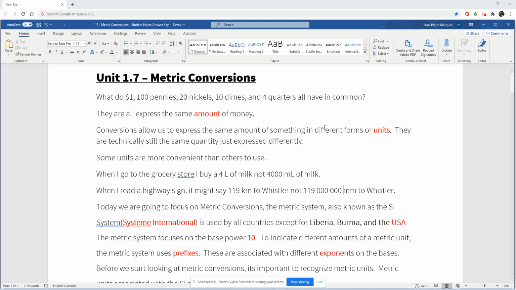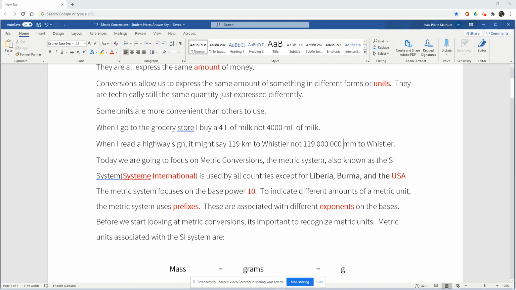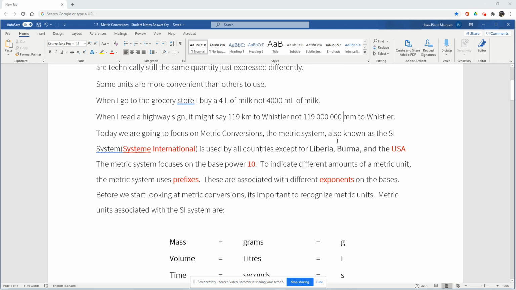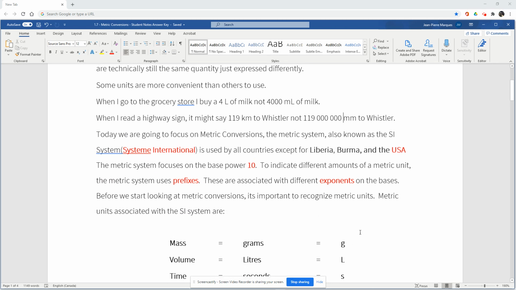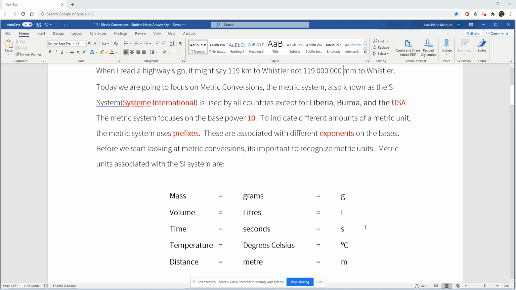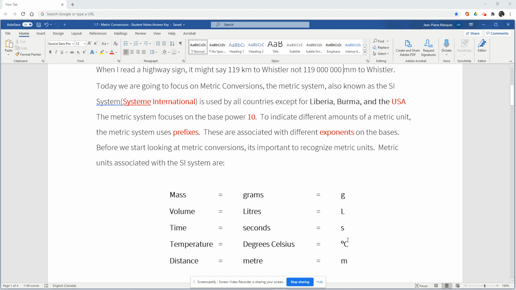Now, before we start looking at metric conversions, first of all, you need to know what metric units are in the first place. So metric units you're going to see quite a bit in chemistry are grams, represented by the symbol small g. Liters, representing volume with capital L. Seconds, or time, small s. Temperature in degrees Celsius. You'll see it'll be a small little circle with a capital C.